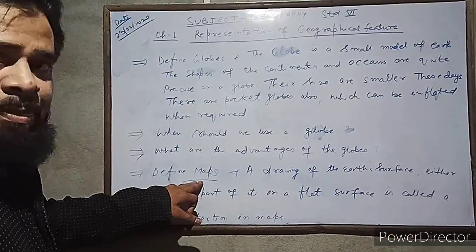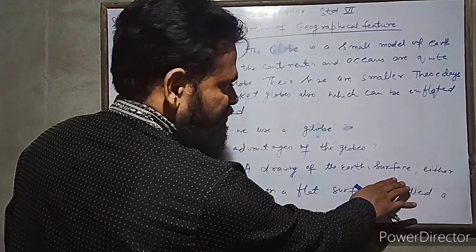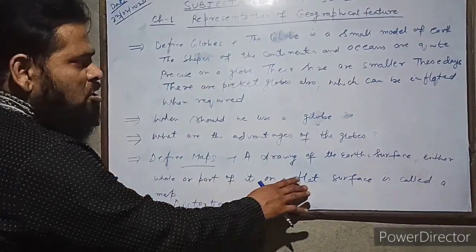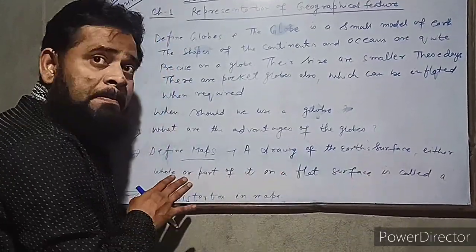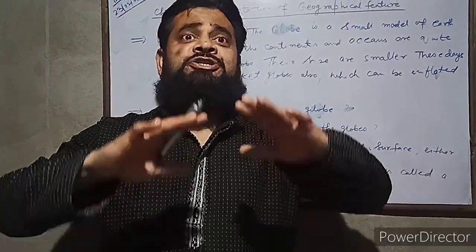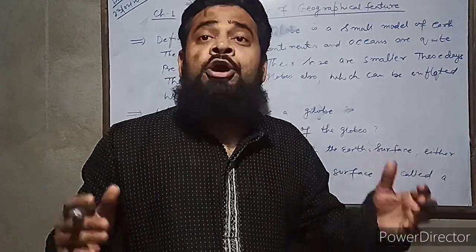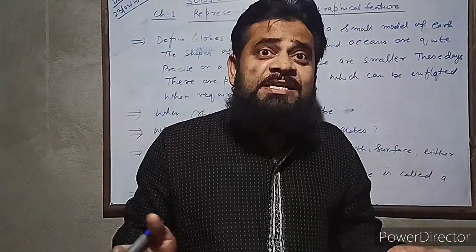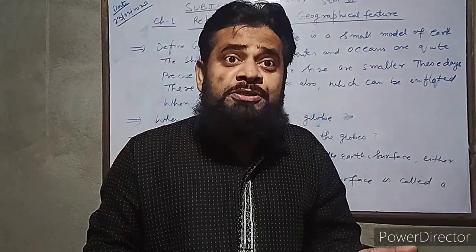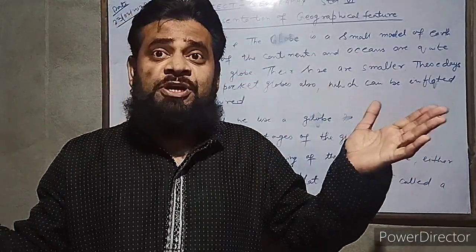Now, a map. A drawing of the Earth's surface, either whole or part of it, on a flat surface is called a map. A map is a visual representation of an entire area or a part of an area, showing various things like political boundaries, physical features, roads, topography, populations, climate, natural resources, and economic activities.